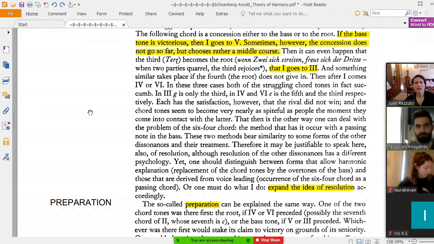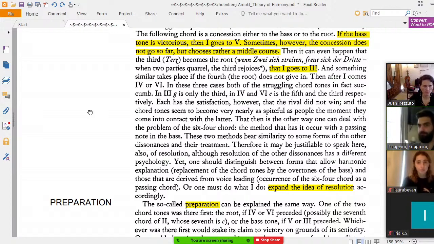Yeah? So the one goes to the third. And something similar takes place if the fourth, the root, does not give in. Yeah, so we have three cases so far. Now, did you understand that the one goes to the third? Everyone understood that the one goes to the third?